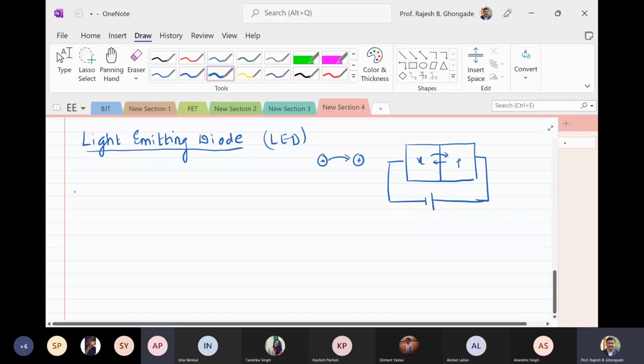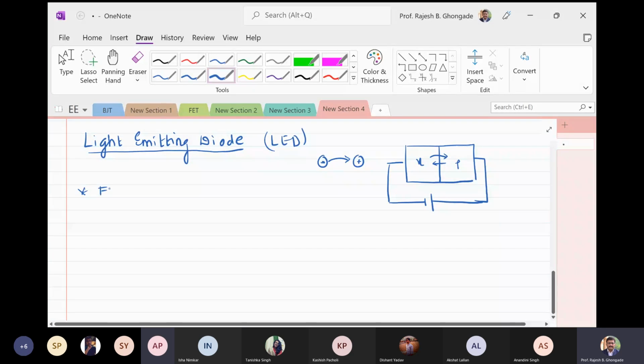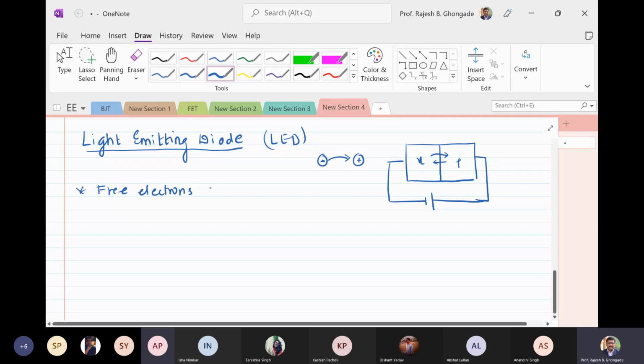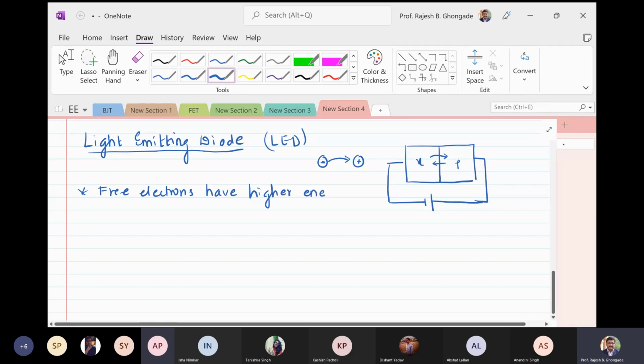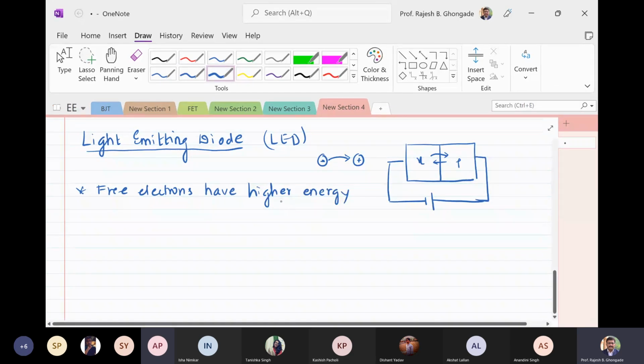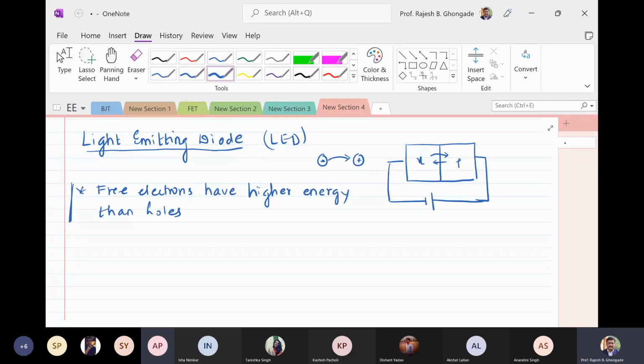Now we know that free electrons have higher energy than holes. Now why is this so? Can anyone tell me? We have already seen PN junctions and we have seen semiconductor physics. Why is that so? Why do free electrons have higher energy?